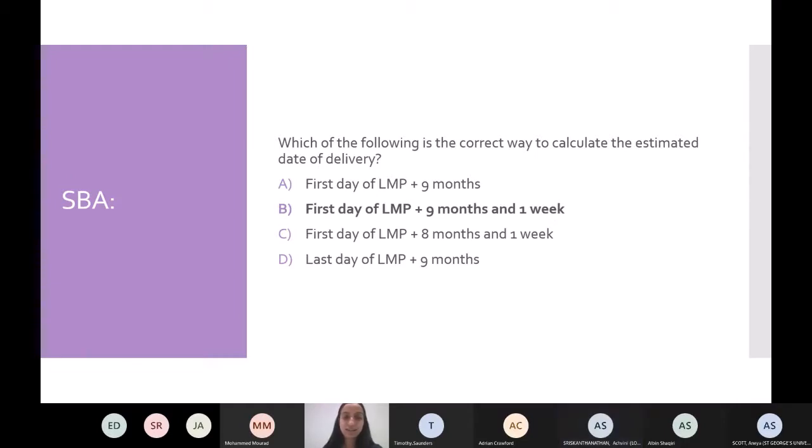So yeah, option B. So that's where you take the first day of the menstrual period, add on 9 months. You can either add on 12 months and minus 3, and then add on a week. So essentially that's something called Naegele's rule, and it basically assesses for 280 days or 40 weeks as the EDD.